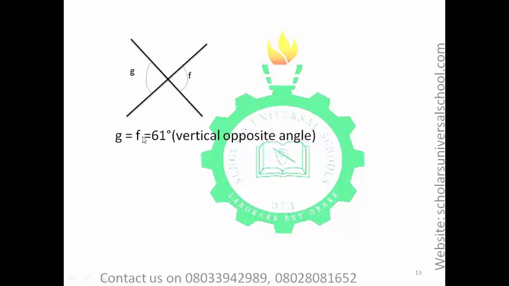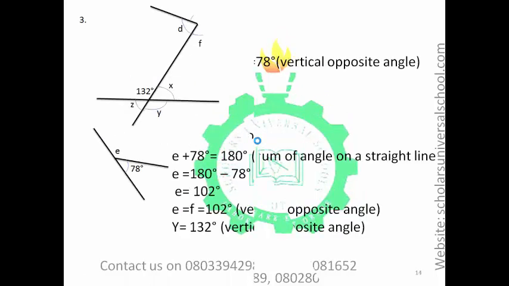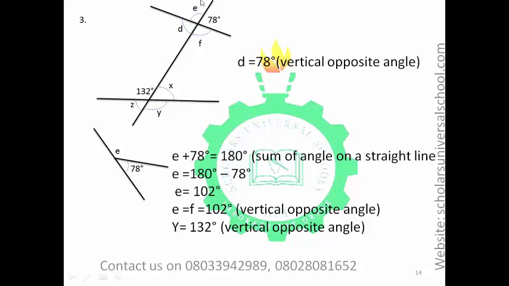So G is equal to F is equal to 61 degrees, vertically opposite angles. Let's look at example 3. Here we have different types of letters, like 6 letters, and we are to find their sides, their angles.